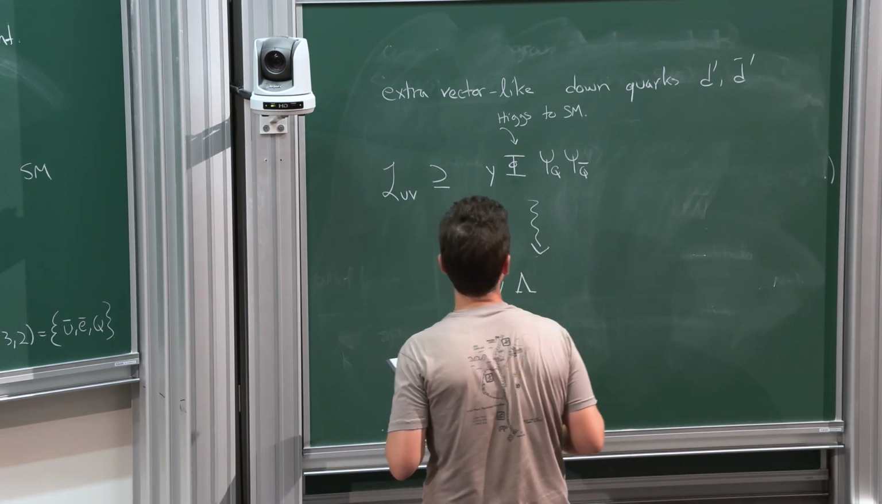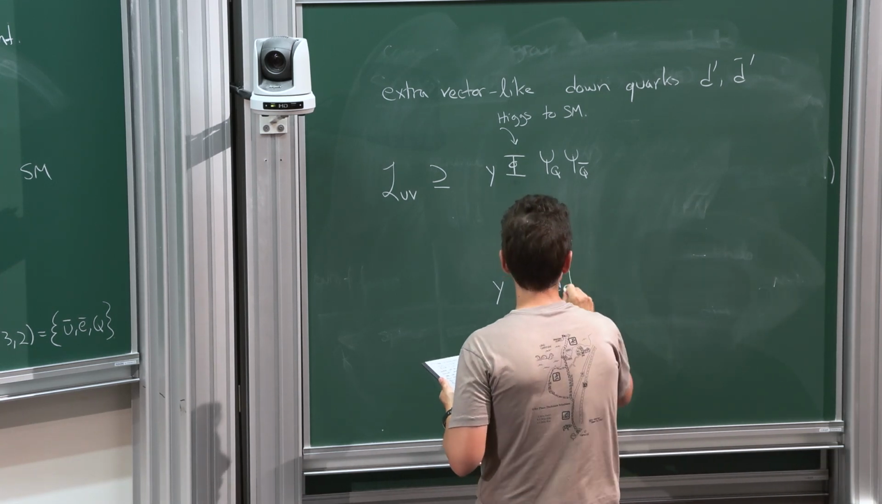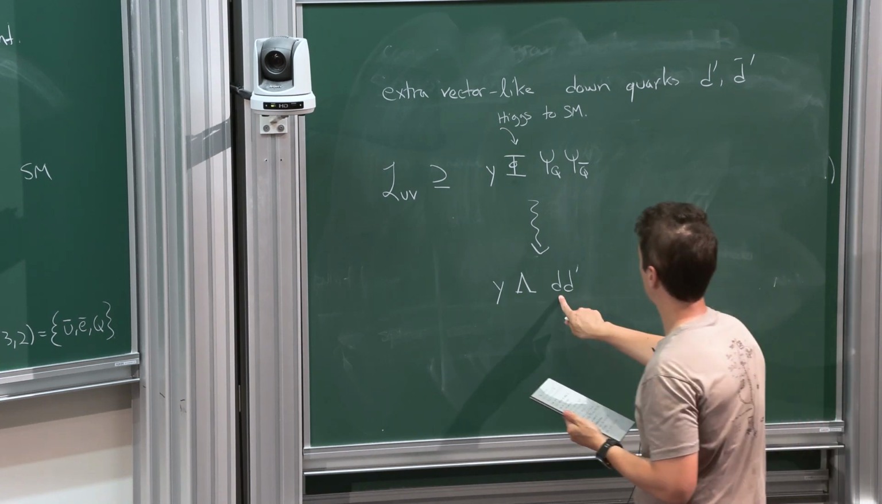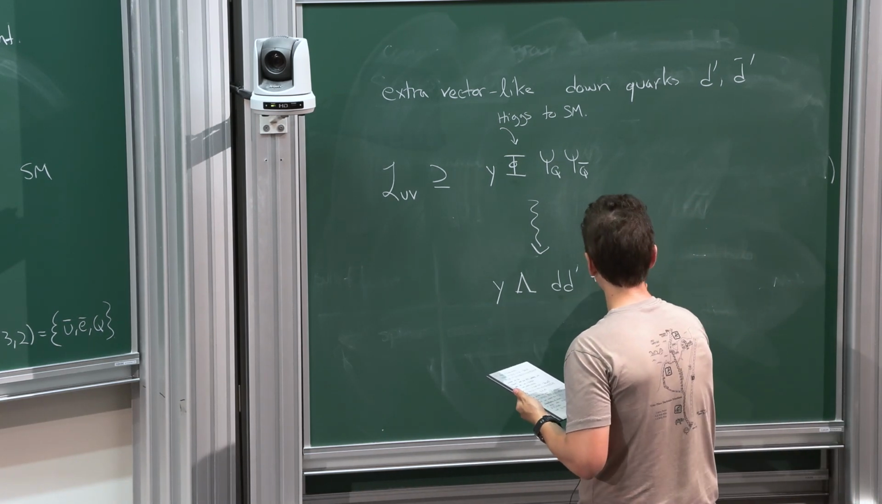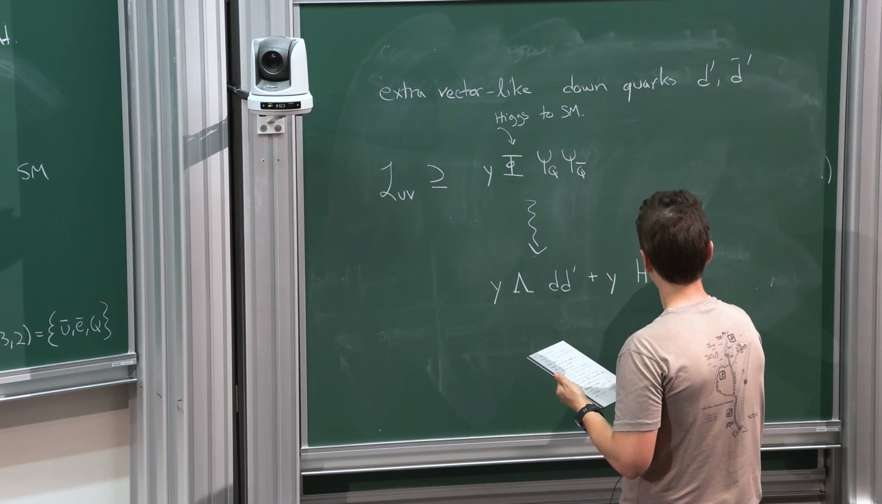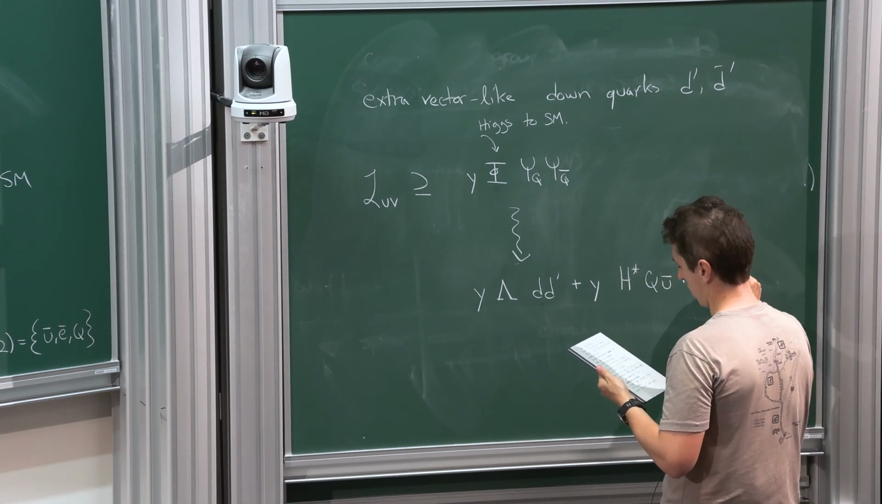So if lambda is the VEV of phi, it gives me a mass for the extra vector-like pair of down quarks. But it also, at the same time, is the one that produces some Yukawa couplings.